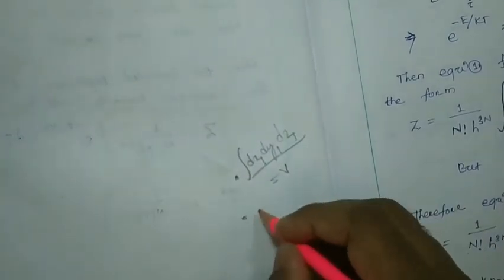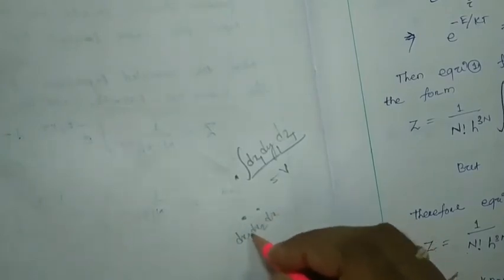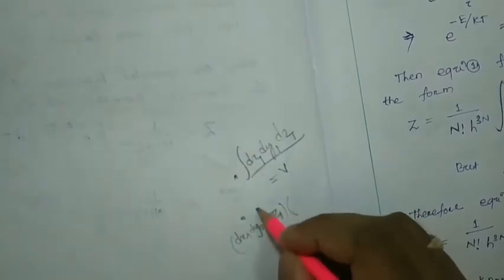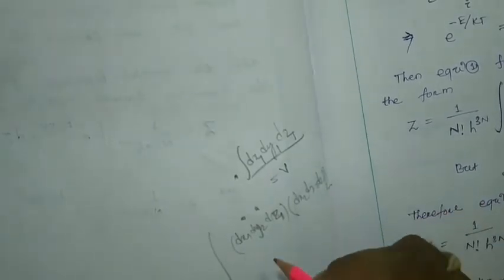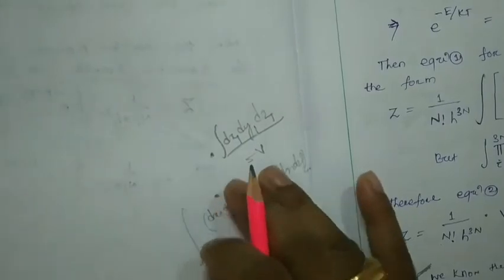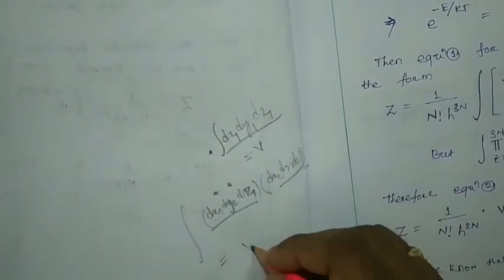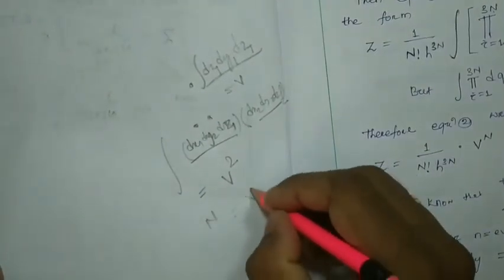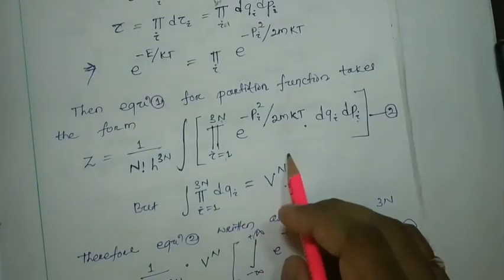If we have two particles, then it will be dx1 dy1 dz1 into, for the second particle, dx2 dy2 dz2, right? Now if I integrate this over the whole volume, how much will it be? This will be V, this will also be V, so V to the power 2. Now if we have n number of particles, then obviously it will be V to the power n.